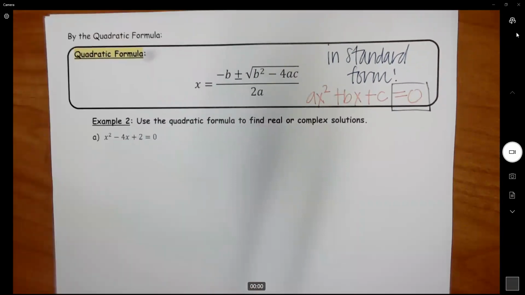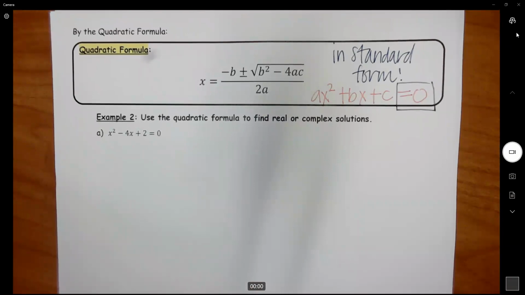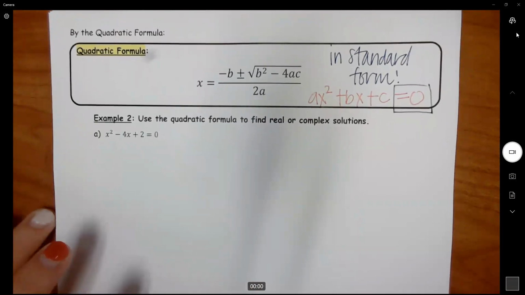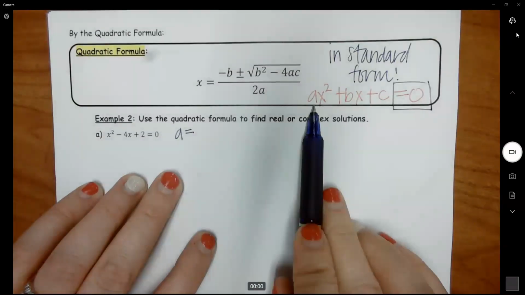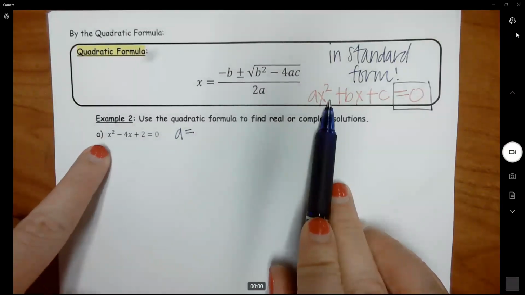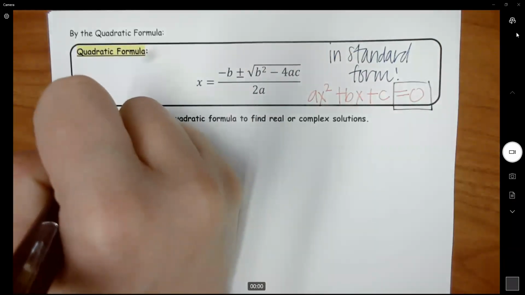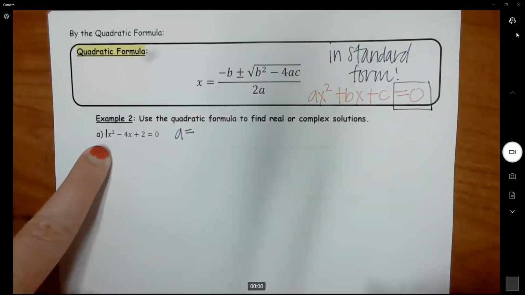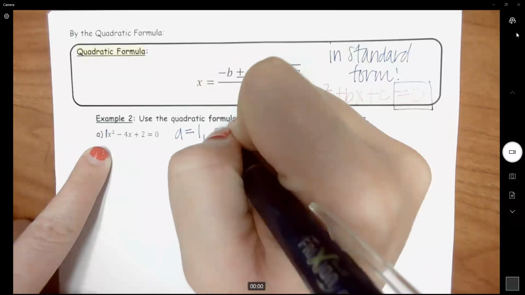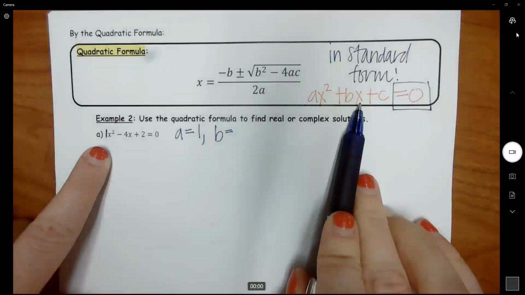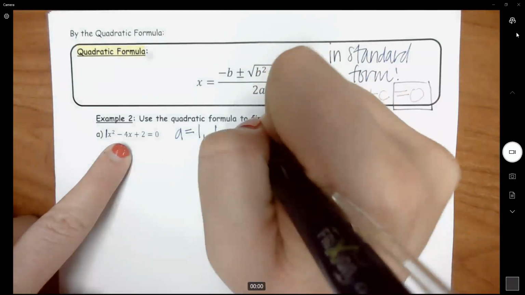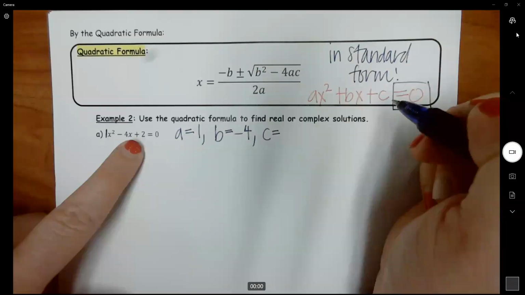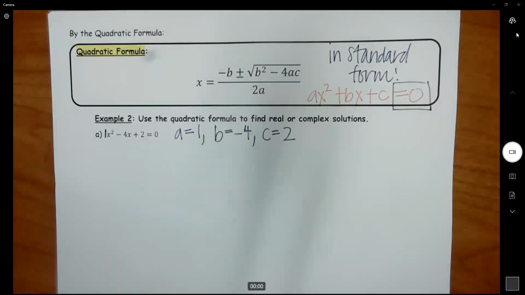So example 2 is in standard form for us. And so I'm going to go ahead and list out my a, b, and c. My a goes with my x squared term. So my x squared here is the very beginning. So if I don't see anything, that means my a is 1. B goes with my x, which is negative 4. And then c is your constant. So it is 2.